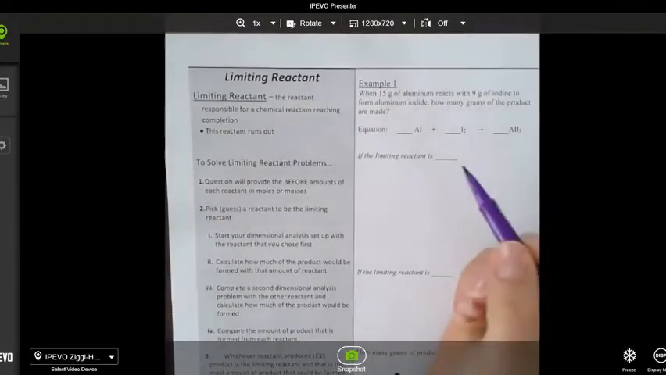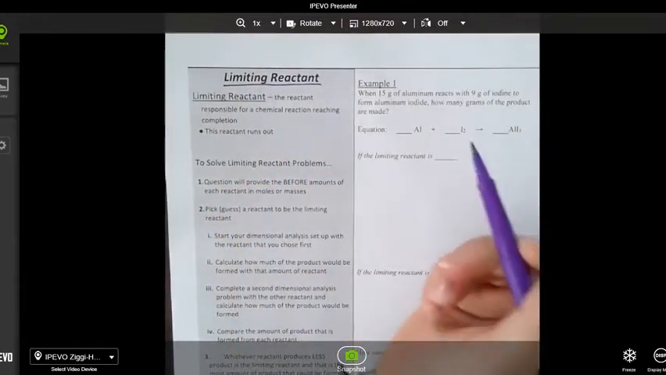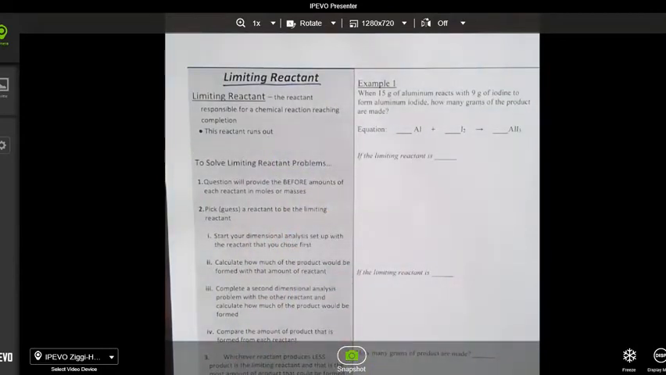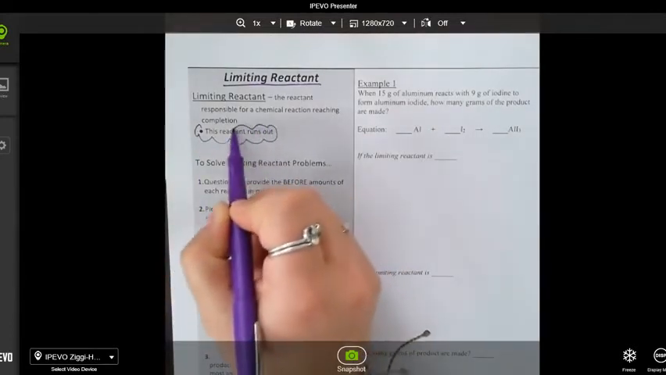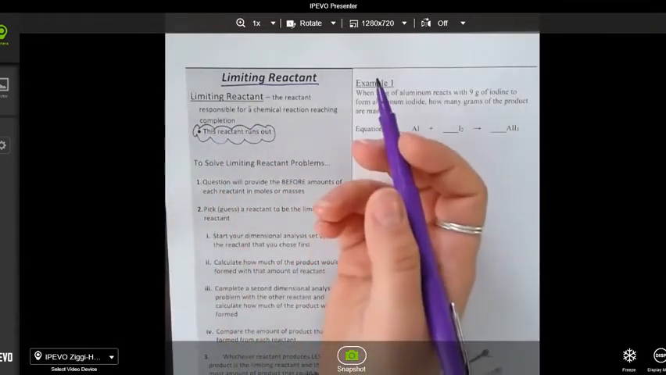Today's video, we're going to talk about something called a limiting reactant. The limiting reactant is the reactant that's responsible for a chemical reaction reaching completion. So important to realize is that this reactant runs out. It's the reactant that limits how much product you're going to get.